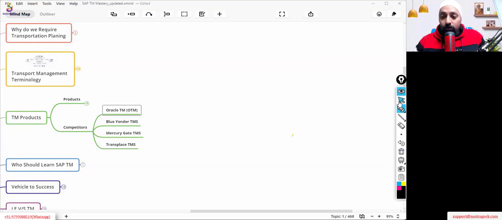Okay, so now I will be jumping into a little bit of the terminology. Once you understand what transport management is, what the different competitor products available in transport management are, and where SAP TM stands. If you understand that part, I will jump into the next part.